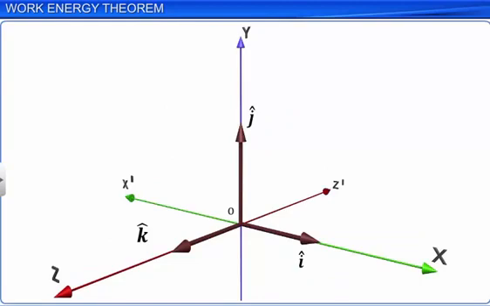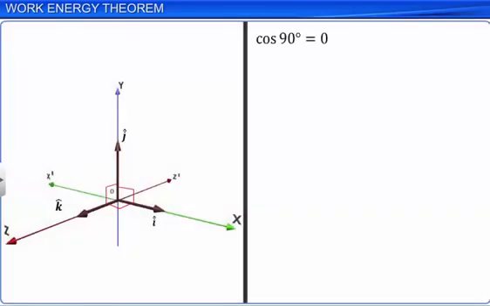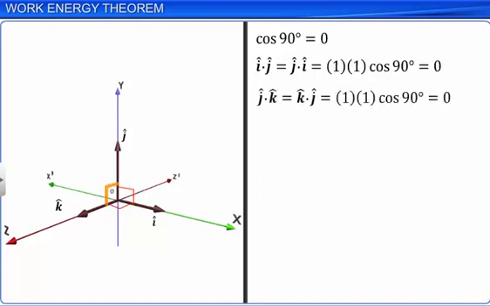The angle between any two mutually perpendicular directions, that is, between i and j, or j and k, or k and i, is 90 degrees. And cos 90 degrees is 0. So, i dot j is equal to 0. j dot k is equal to 0. And k dot i is equal to 0.